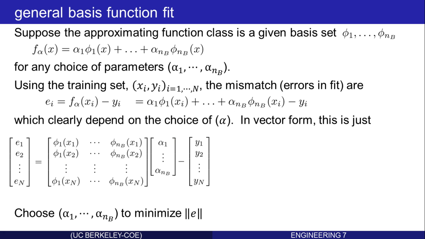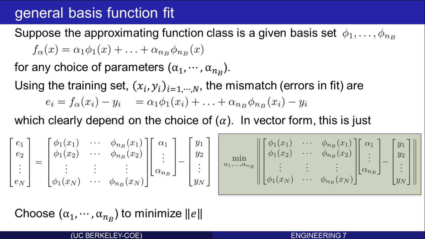The squared error criterion dictates that we should choose alpha 1 through alpha nb to minimize the norm of E. This results in the least squares problem shown here. This is just a simple generalization of the two special cases that we did in the previous two units involving the affine functions and then the quadratic functions. Here we're just using functions that are linear combinations of a prescribed set of n sub b basis functions.